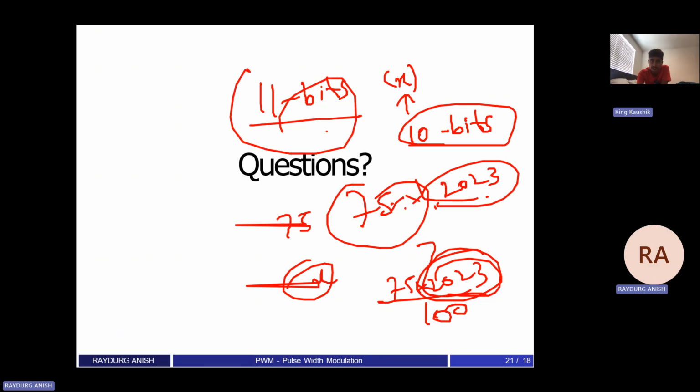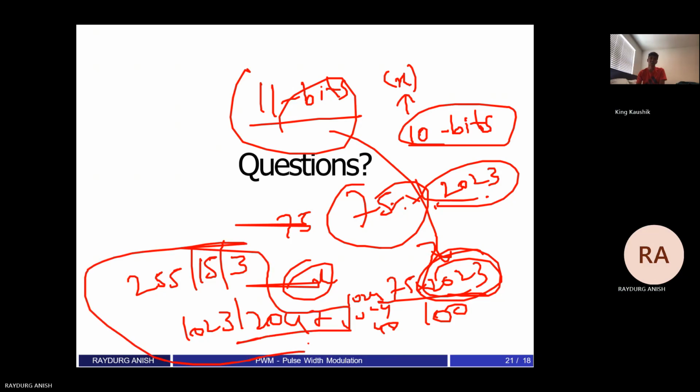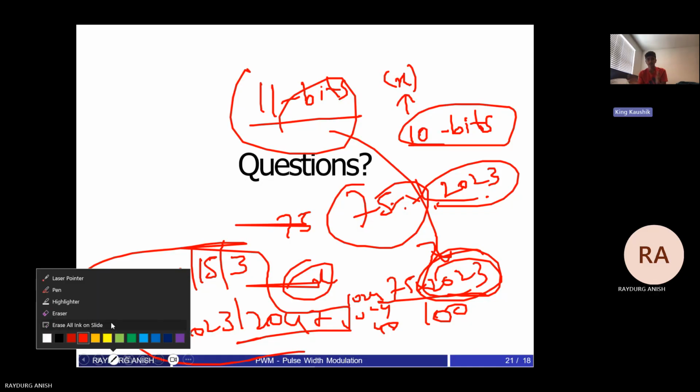So it depends on what value you multiply. The number of bits tells you about this maximum value, whether it is 255, or 1023, or 2047. So it depends. Okay, fine. Any more questions? No, no.